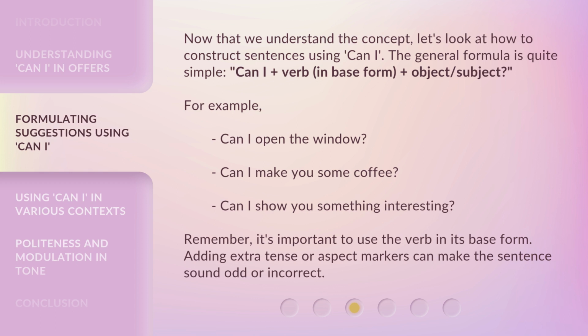Now that we understand the concept, let's look at how to construct sentences using "can I?" The general formula is quite simple. Can I plus verb, in base form, plus object, subject. For example, can I open the window? Can I make you some coffee? Can I show you something interesting?